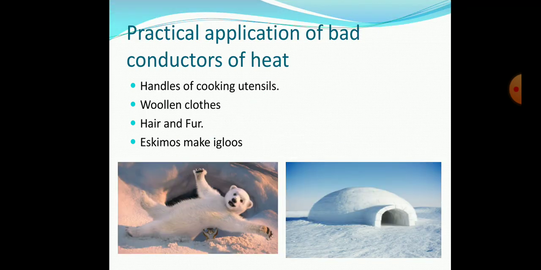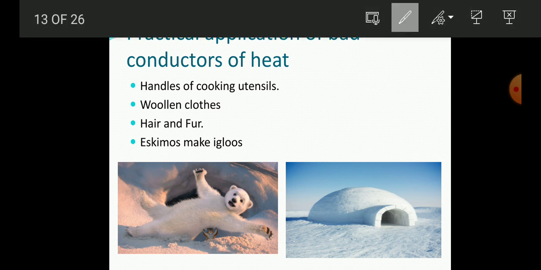Then we have practical applications of bad conductors of heat. Bad conductors are those which do not allow the transfer of heat, like the handles of cooking utensils. Handles are made in such a way that they do not transfer heat. If they did, your hand would get burned. So handles are made from insulators.